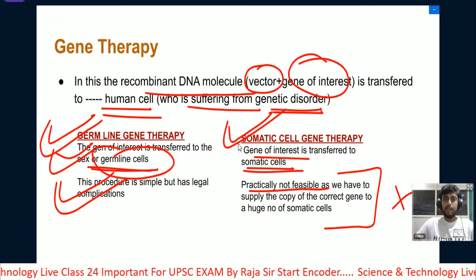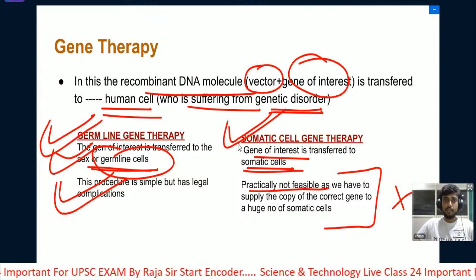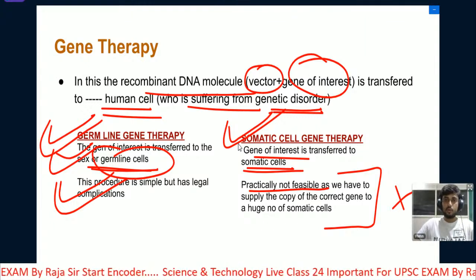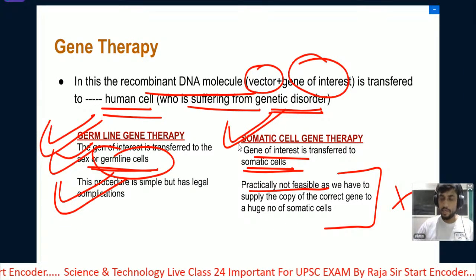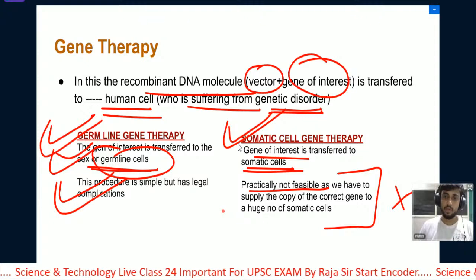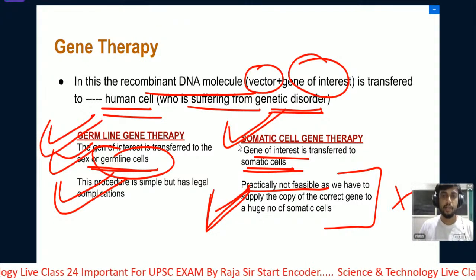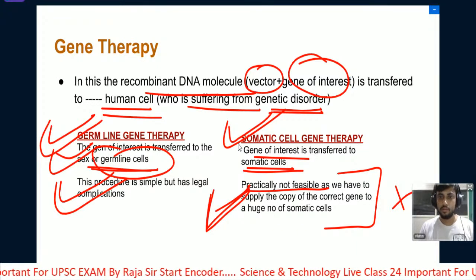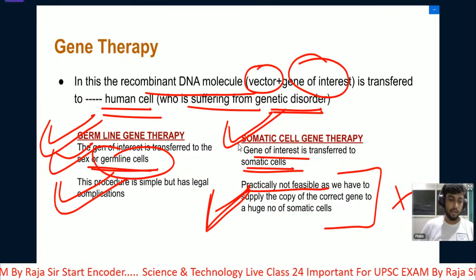Somatic cell gene therapy is used in some cases, like if you are having a lung problem because of a particular genetic disorder, then they will provide the correct copy of the gene to your lungs only. Where that gene is required, they will supply the copy of the gene to only that organ. So in that case, we can do somatic cell gene therapy. I will give you an example.